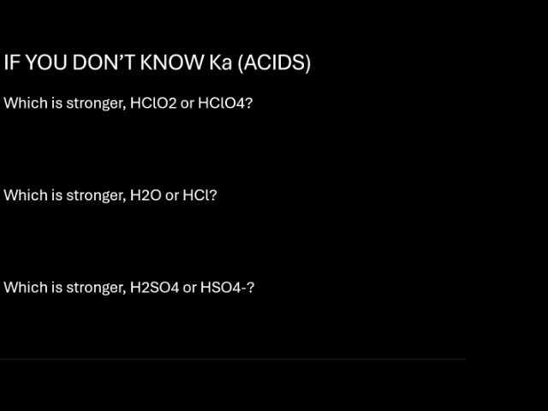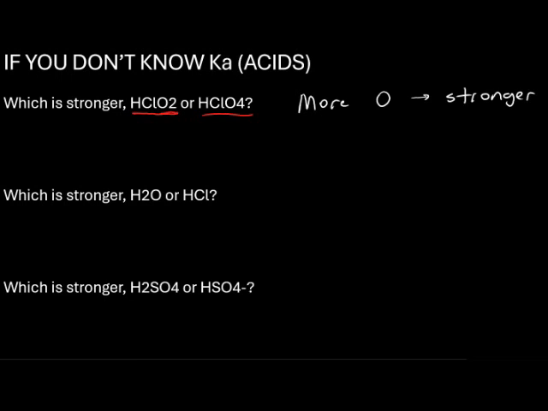You may run into cases where you have to compare acids but don't know what their Kas are. So there are some general guidelines to work with if you have no values for Ka to look up. The first case is if you have two similar looking acids but they have different numbers of oxygen, such as this first question where we have HClO2 and HClO4. All other things being equal, if you have more O's in the acid, you have a stronger acid.